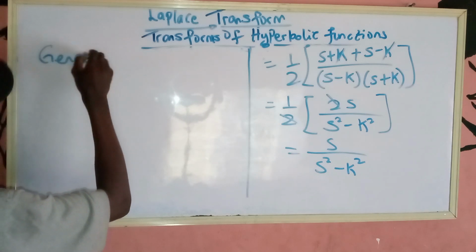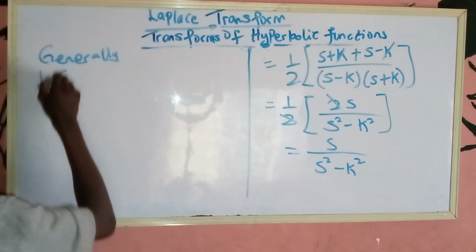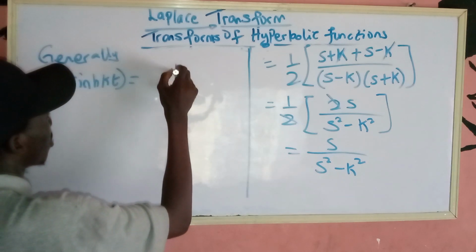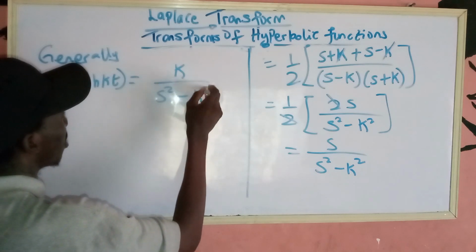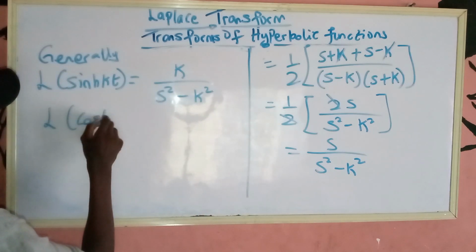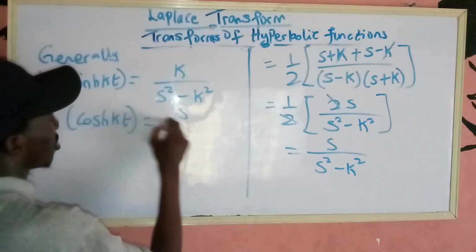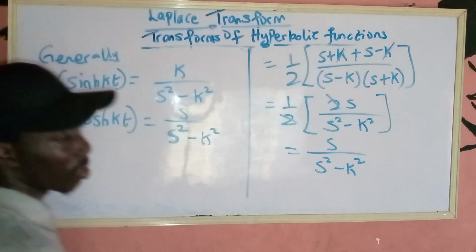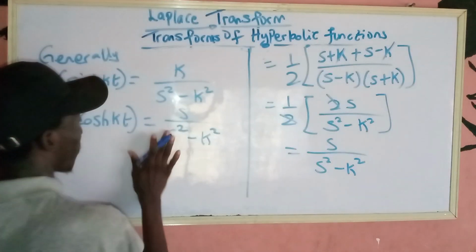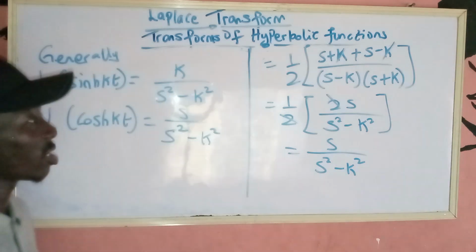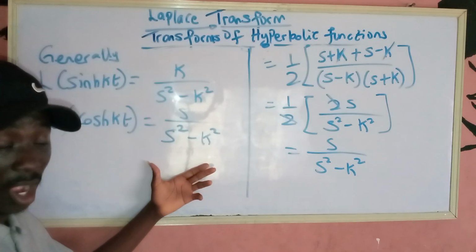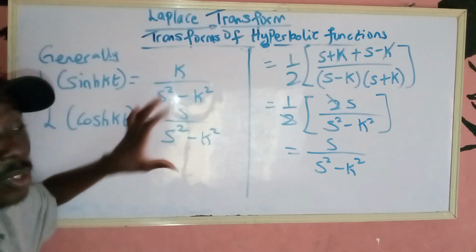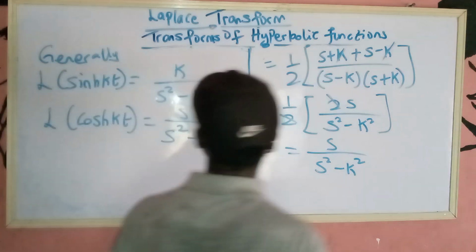So generally, the Laplace of sin is equal to k over s squared plus k squared, and the Laplace of cos is equal to s over s squared plus k squared. So that will be the general formula for the Laplace of this. That will be the derivations. So the value you got after looking for the Laplace of these two functions will be a function in terms of s.